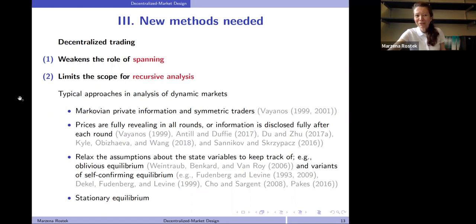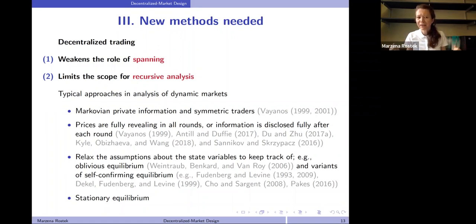As we are transitioning towards working with and teaching optimization methods through various models of decentralized markets, more gaps remain. Decentralized trading will also limit the scope for recursive and Markovian analysis of markets. Why?